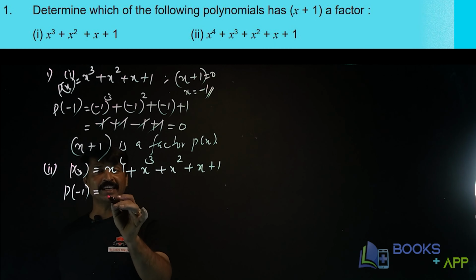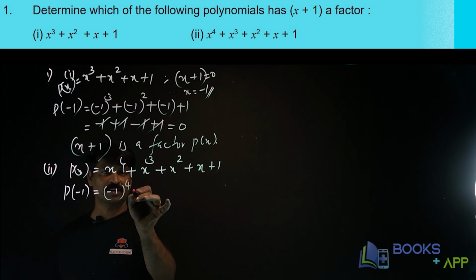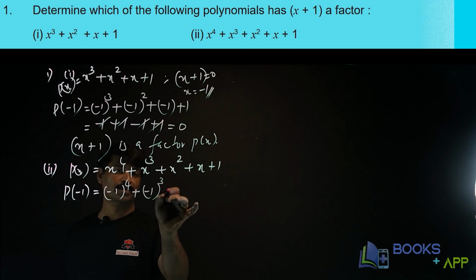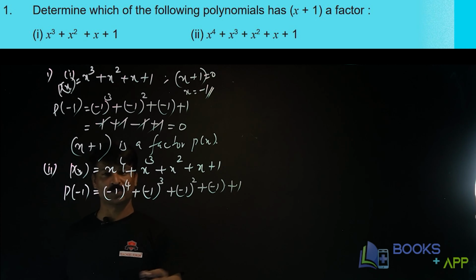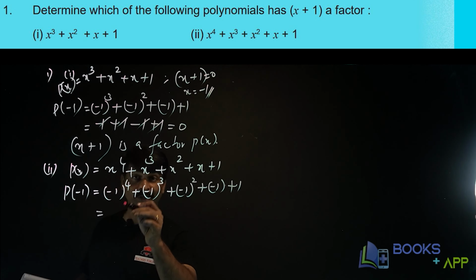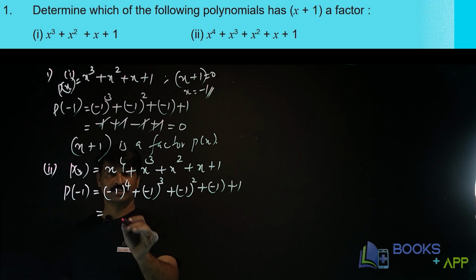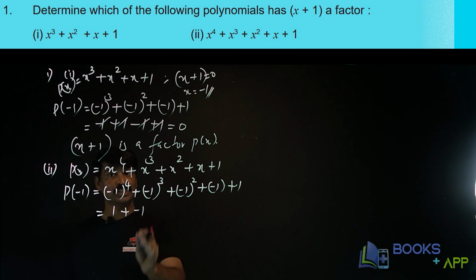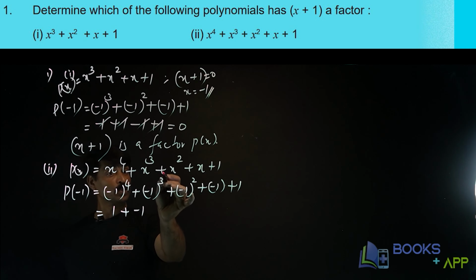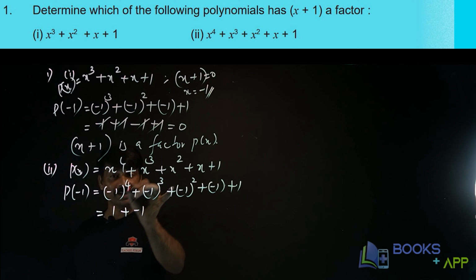Okay. So p of minus 1 is equal to minus 1 raised to 4 plus minus 1 cube plus minus 1 square plus minus 1 plus 1. What is minus 1 raised to 4? It is an even power, so that will be plus 1. Plus minus 1 cube, it is an odd power, so it will be minus 1, because minus 1 into minus 1 into minus 1: minus 1 into minus 1 is plus 1, and plus 1 into minus 1 is minus 1. So if it is odd, that will be minus. If it is even, that will be plus.